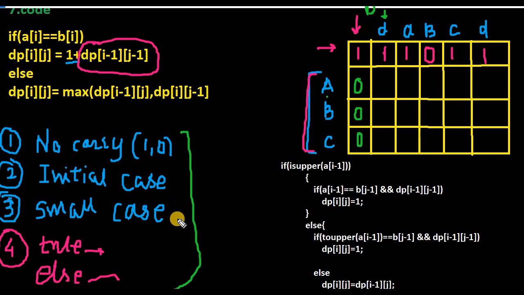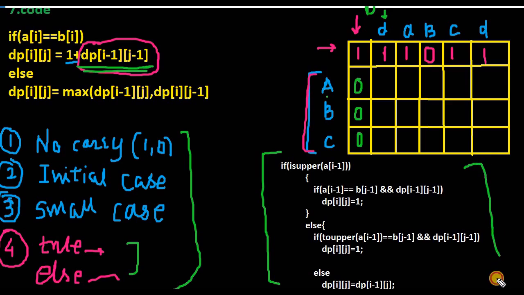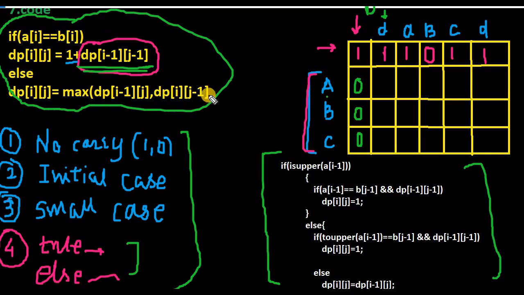After that we saw the small case. After that we saw there was the true case or the else case, where we check if the previous value was 1 or true. Only in that case will we carry forward the value. For simplification, I have written the basic formula like this, so we can make the comparison and check where we made the variation.